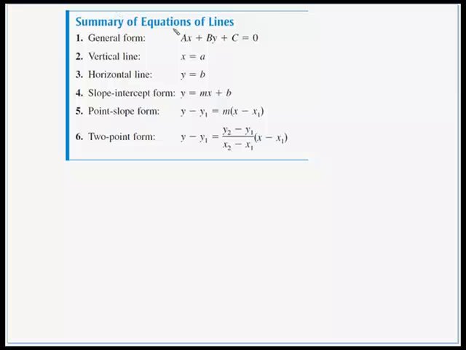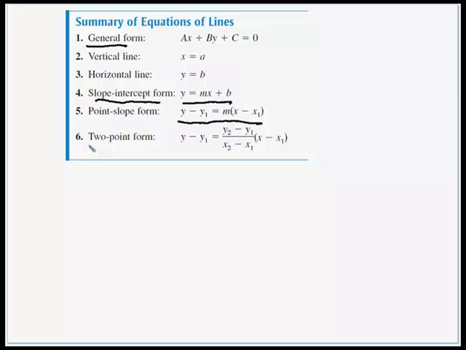Here's our summary of general equations of lines. Here's our general form, ax plus by plus c is equal to 0. If it's a vertical line, it's just x equals a number. If it's a horizontal line, y equals a number. Slope-intercept form, that's my favorite, the most useful, y equals mx plus b. And then we have this point-slope form. We use that a few times today.